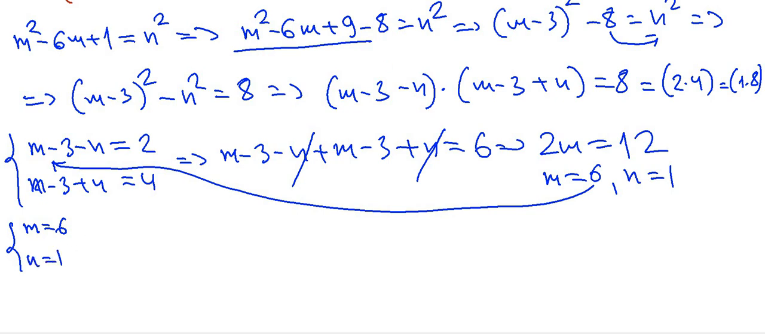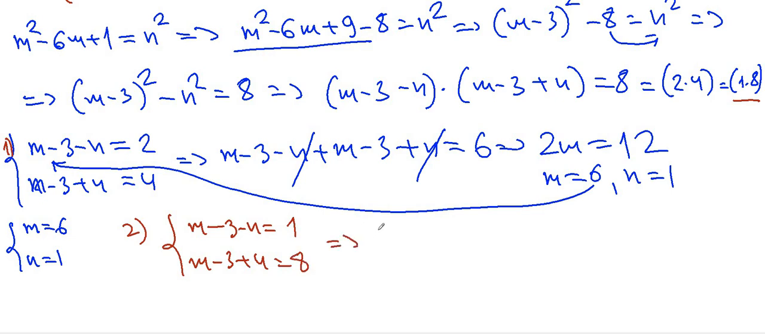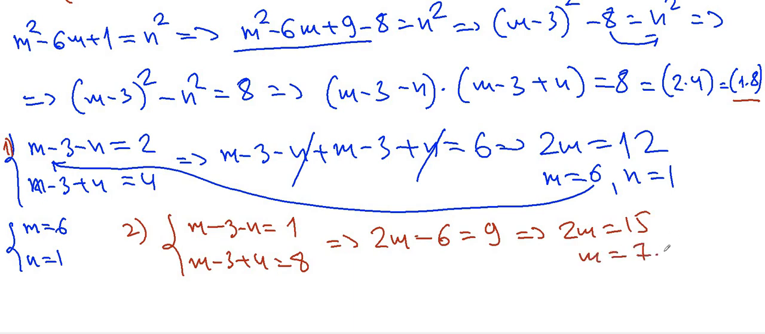So the second system of equations, this was the first one, the second one is m − 3. We see that we have to use now 1 times 8. m − 3 − n is equal to 1, and m − 3 + n is equal to 8. Now adding these two equations, I will get 2m − 6 is equal to 9, and here 2m is equal to 15 and m is equal to 7.5.